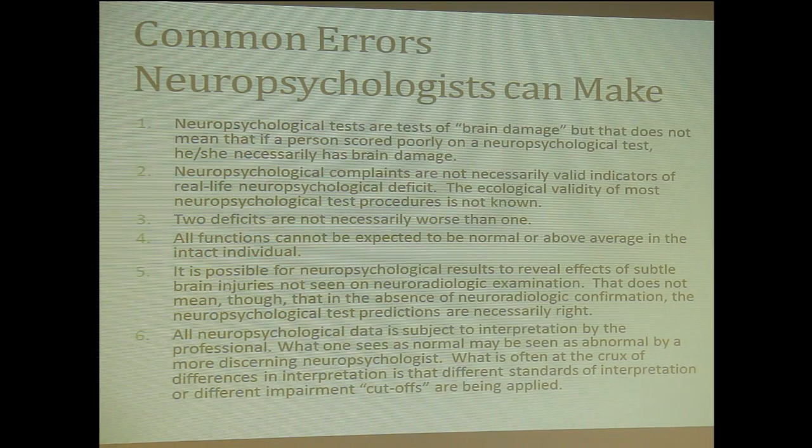You might have a person who started off in the borderline or even extremely low range. It is possible for neuropsychological results to reveal effects of subtle brain damage not seen on neuroradiological examination, but that does not mean that in the absence of neurologic confirmation, the neuropsychological test predictions are necessarily right. You can just think this through when you read through it again. All neuropsychological data is subject to interpretation by the professional. What one sees as normal may be seen as abnormal by a more discerning neuropsychologist. What is often at the crux of differences in interpretation is that different standards of interpretation or different impairment cutoffs are being applied.